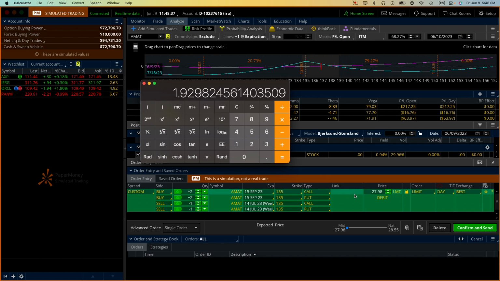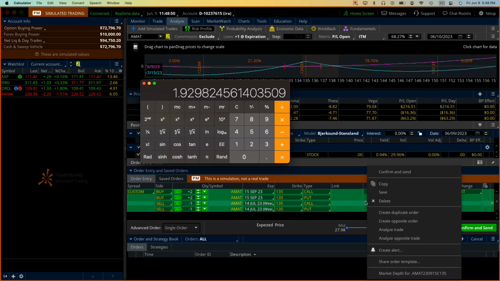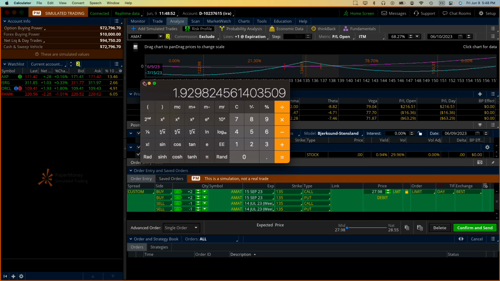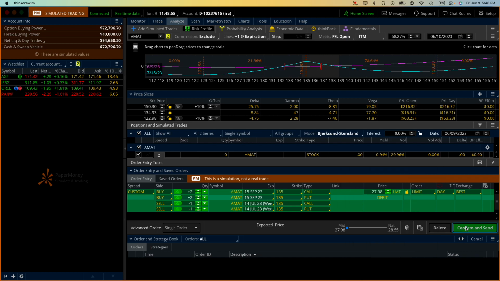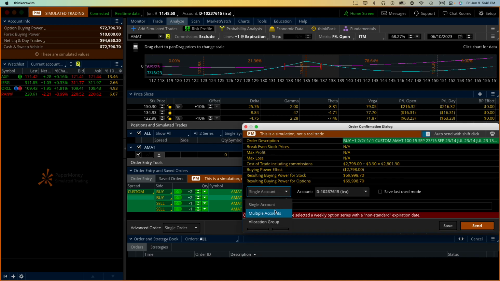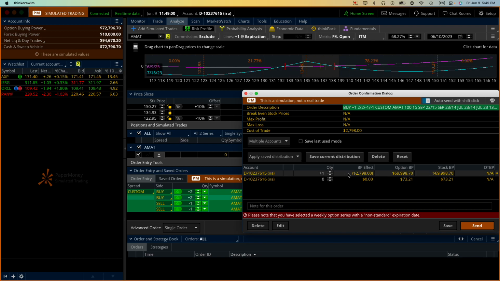And then the last thing we need to do is to make sure that we enter enough of these without exceeding 10% of our account, which will be $9,470. So let's create a duplicate order, confirm and send, say multiple, so you can check this out. Okay, so we can do 3, 4 is too many, 3 is okay, $8,000. That's definitely less than 9,400, so let's send that off.